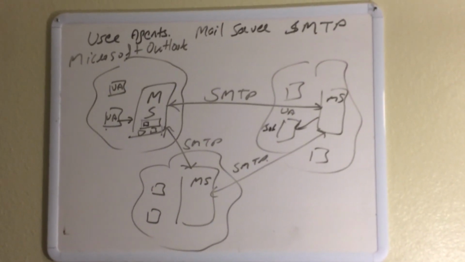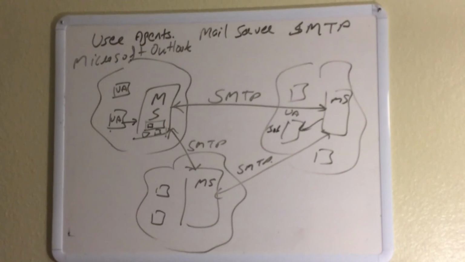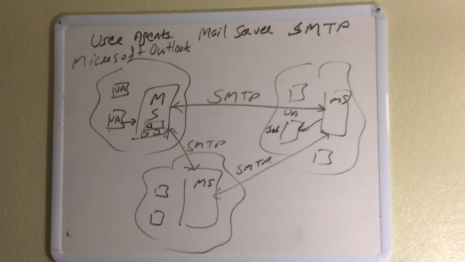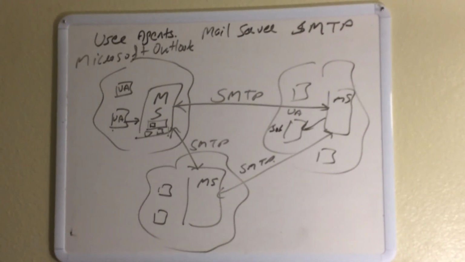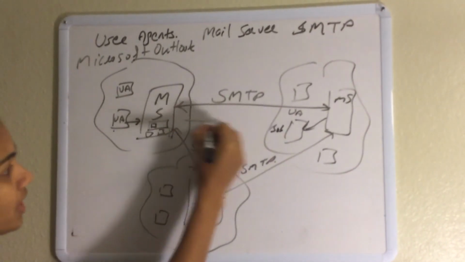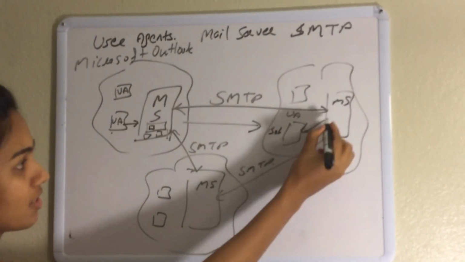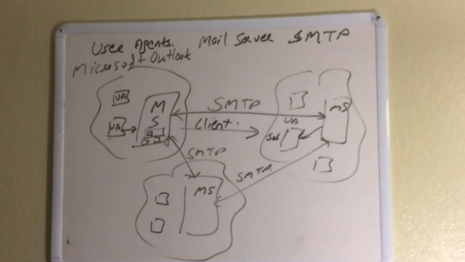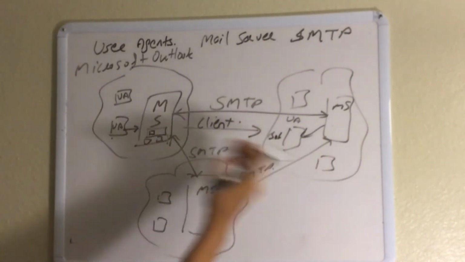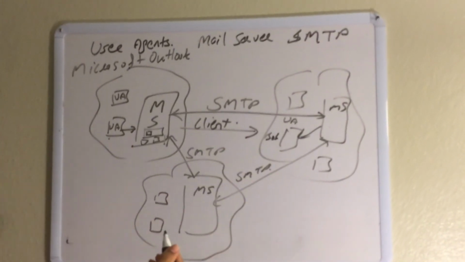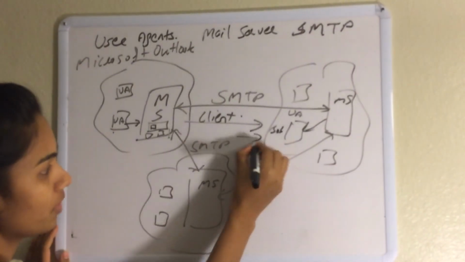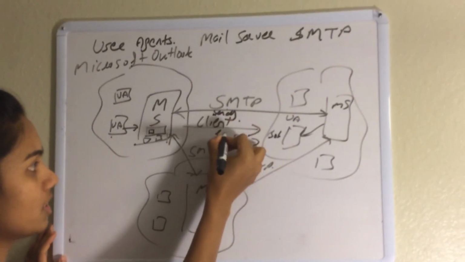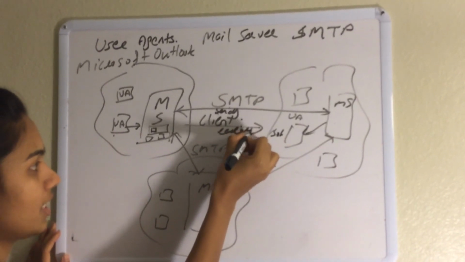The SMTP protocol has two sides, one is the client, one is the server. When a mail server sends mail to another mail server, it acts as a client. And when the other mail server receives the mail, it acts as a server. When it sends, it acts as a client. When it receives, it acts as a server.